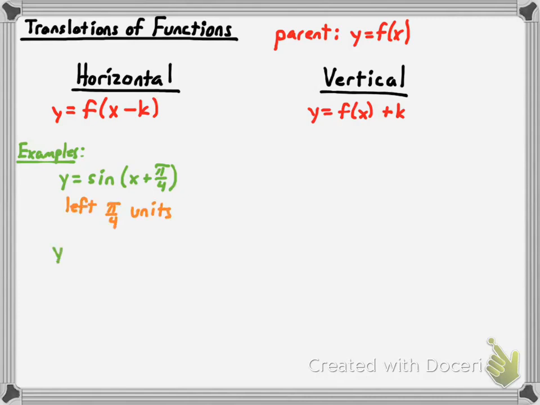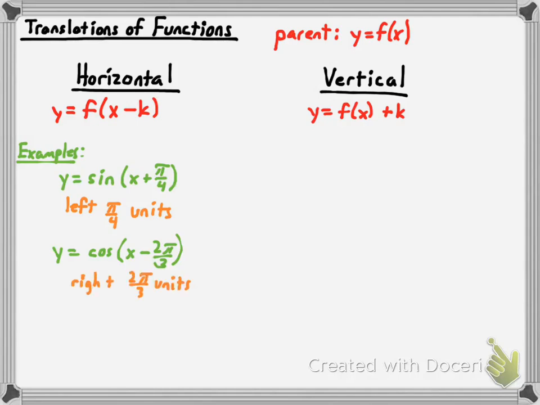Whereas, let's say I had something like y equals the cosine of x minus 2 pi over 3. Again, we have the addition or subtraction happening to the input value, so it's a horizontal translation. And since it's minus, that means we're actually going to the right by 2 pi over 3 units.